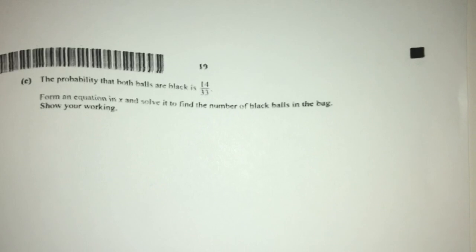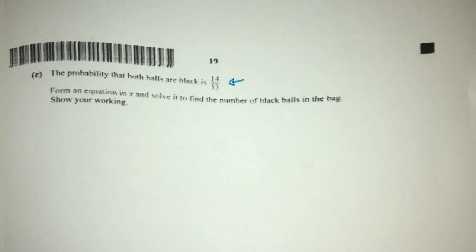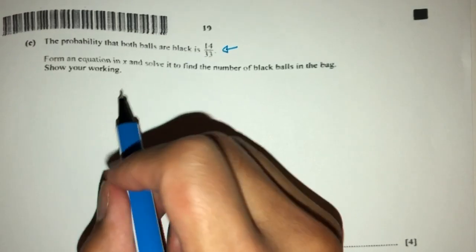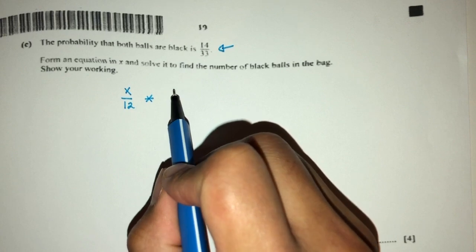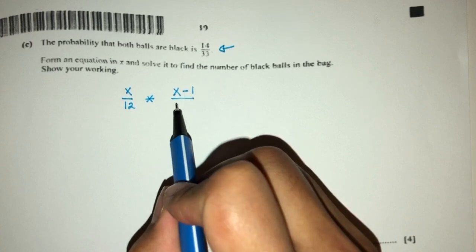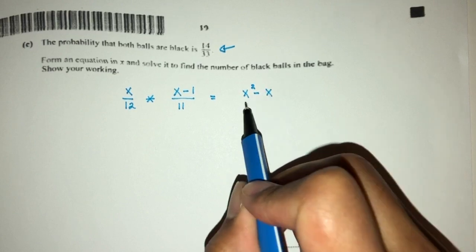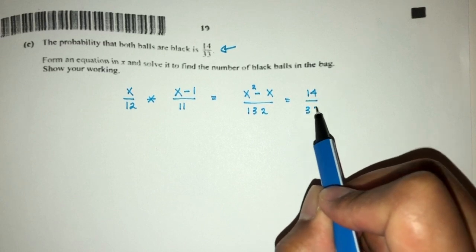Now let's move on to part C of the question. So the chance that both balls are black is given to you by this. Okay, so how can we find both balls are black? Look at your tree diagram. So black and black will be this times this. So let's write this down. You will have x over 12 times the value of x minus 1 over 11. That will give you x squared minus x over 132. That should be 14 over 33.